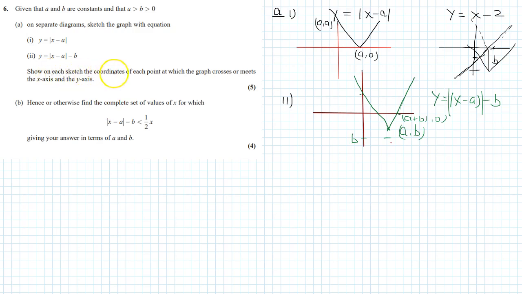A sketch on each graph, we have set the coordinates also. Part b, this was a, now we do part b. Hence or otherwise find the complete set of values for which modulus x minus a minus b is less than half x.